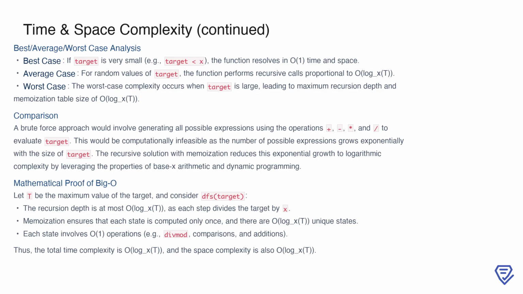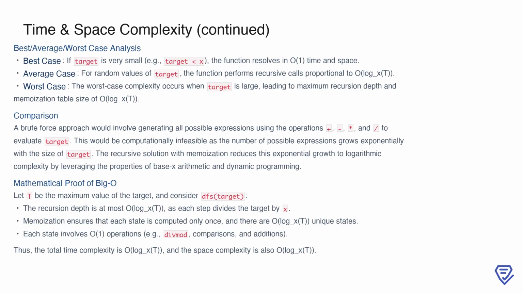Finally, let's consider the best, average, and worst-case scenarios for this solution. In the best case, when the target is very small, such as when target < x, the function resolves in constant time and space, O(1). For average cases, where the target is randomly distributed, the recursive calls are proportional to O(log_x t), as determined by the depth of recursion. In the worst case, when the target is very large, the recursion depth and memoization table size both reach their maximum, resulting in a complexity of O(log_x t) for both time and space.